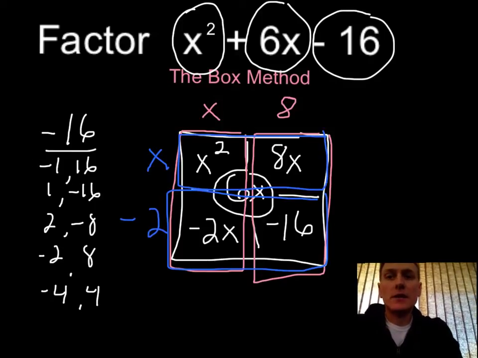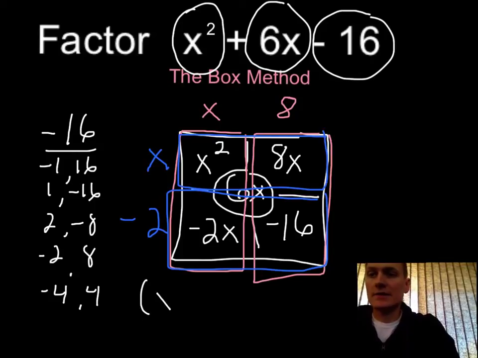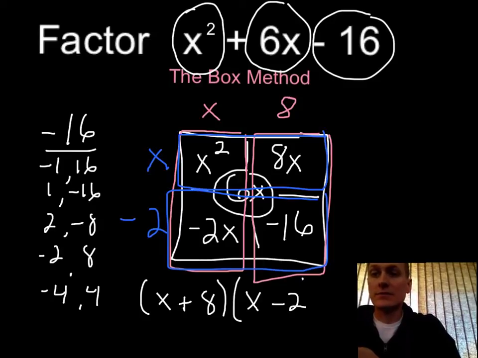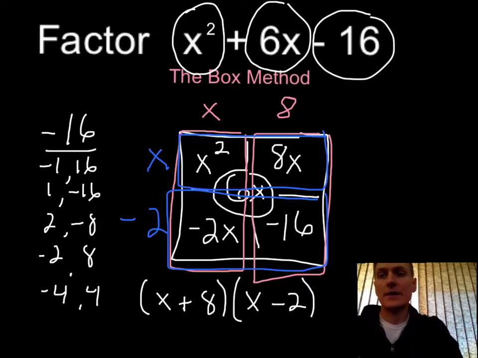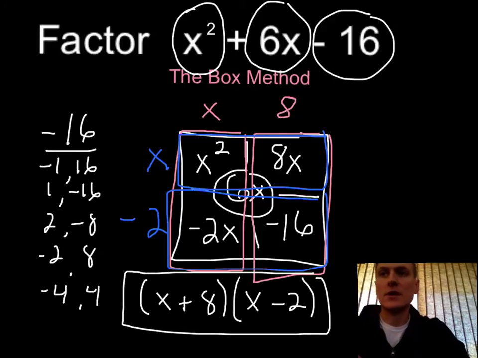If you take a look at the outside of the box, we come up with our factors of x plus 8, which are the factors on top of the box, and x minus 2, which are the factors on the left-hand side of the box. This, in fact, is our factored form of the original quadratic trinomial of x squared plus 6x minus 16. Again, another method.